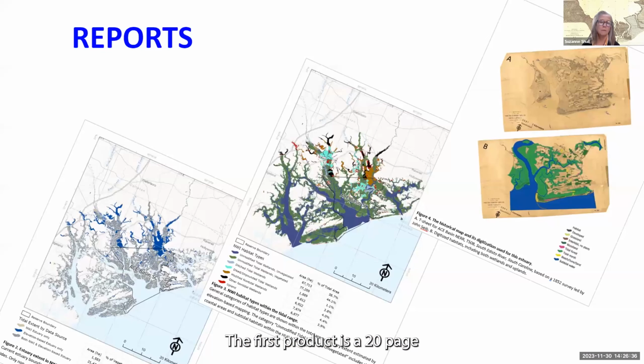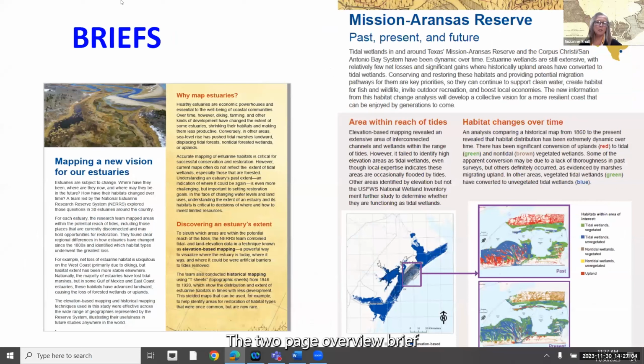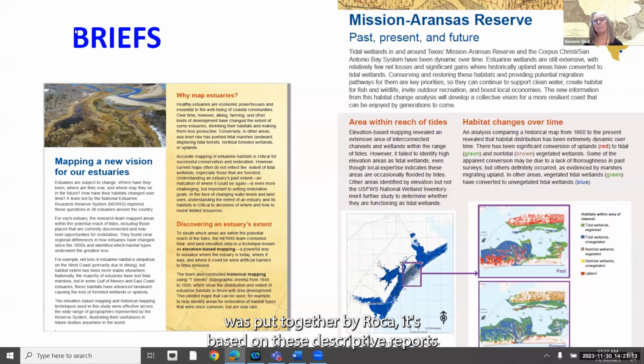The first product is a 20-page detailed description of the methods and the 2 mapping results, as well as how they compared, and quality control, with value-added historical context from the knowledgeable local points of contact that we mentioned earlier. The 2-page overview brief was put together by Roca. It's based on these descriptive reports and provides an overview for working with restoration groups that may have people with different levels of expertise.